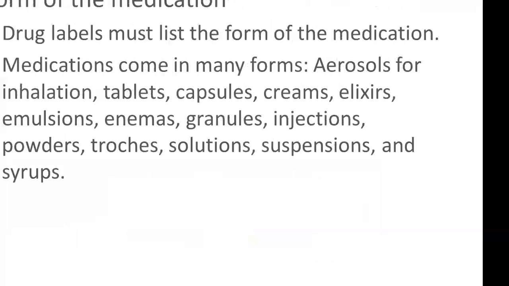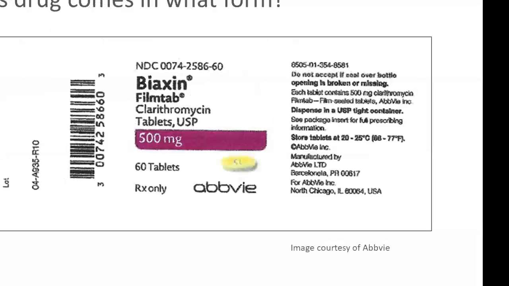And the form of the medication: drug labels must list the form of the medication, and they can come in many forms. You'll see some meds in aerosols, tablets, capsules, cream, elixirs, emulsions, enemas, granules, injections, powders, troches, solutions, suspensions, and syrups. It's amazing the kinds of medications that we can deliver to our patients in all these various forms. This drug comes in what form? Okay, you want to ask yourself that particular question, and we know that it comes in tablet form.